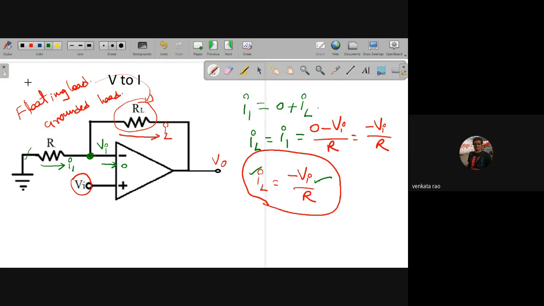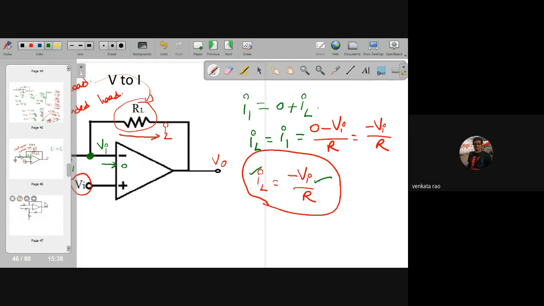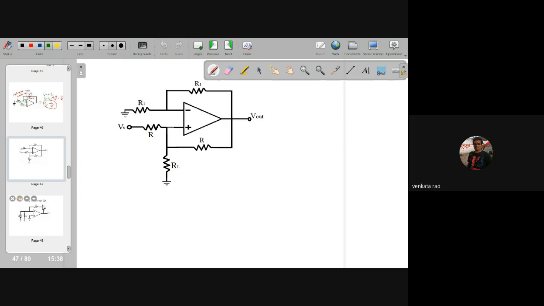Next one is a grounded load. So this is the grounded load voltage to current converter. Same thing here also. My intention is to convert this input voltage into load current. This is the load resistor here. Now let us take this is the load current. Let us take this is current I1 and this is current I2.